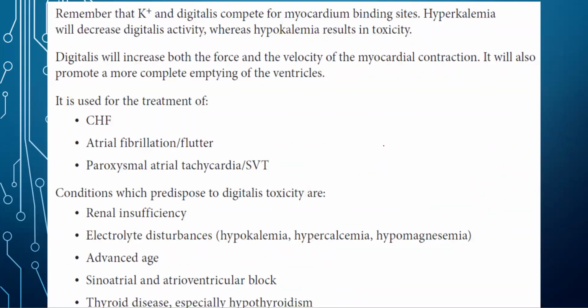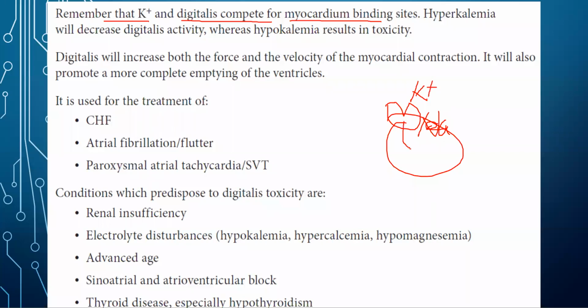Now, why I have discussed that, there is a reason. Potassium and digoxin compete for the myocardium binding site. So again, this sodium potassium pump, right? Now, there is a receptor in the cell. Potassium binds with this receptor to go into the cell. Now, digoxin competes with this potassium to bind with this receptor to go into the cell.